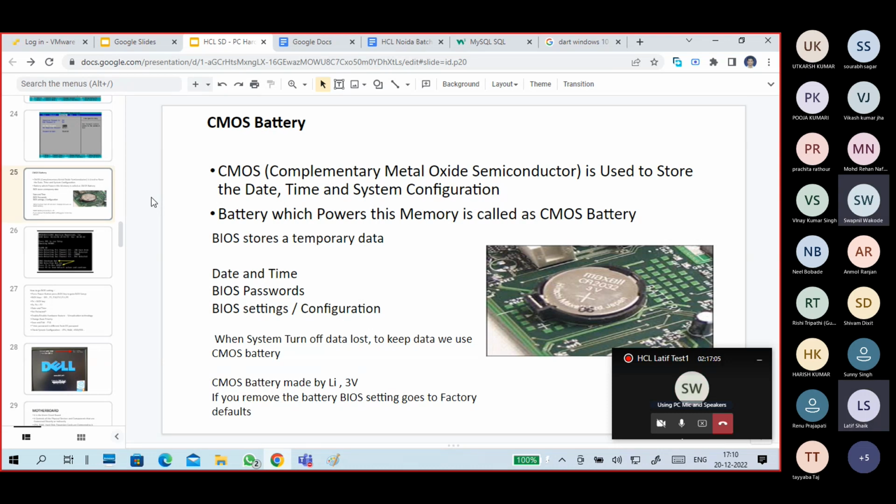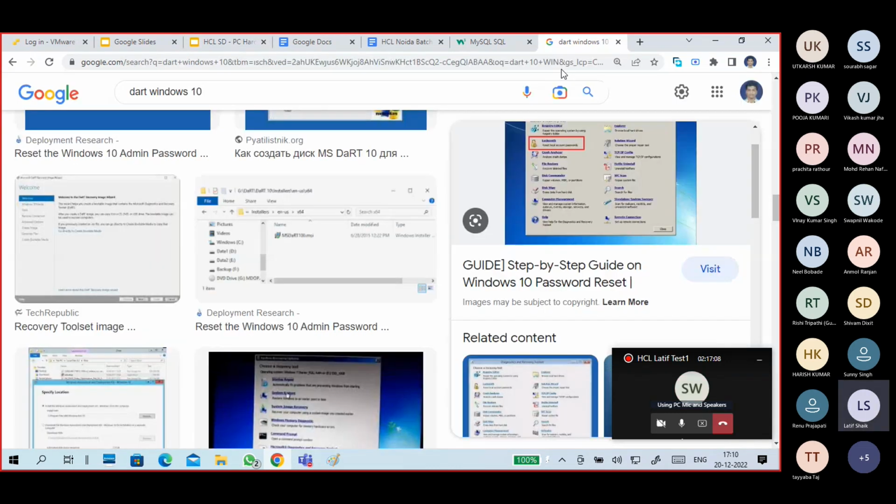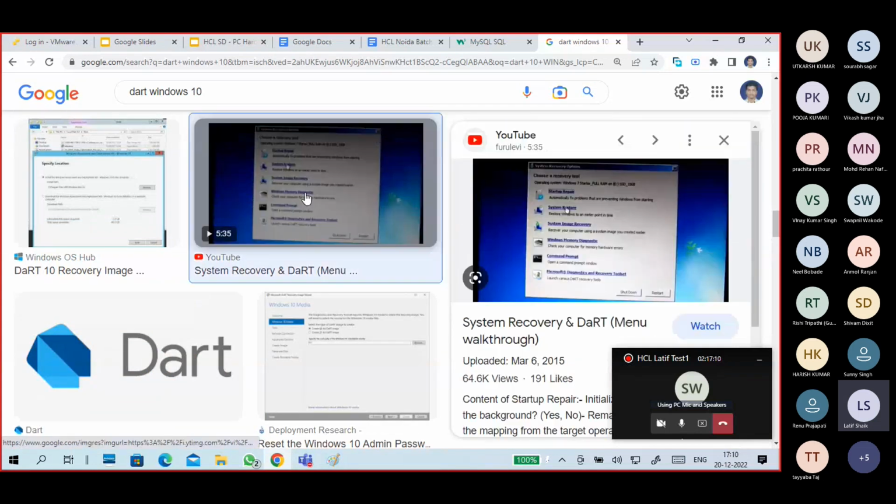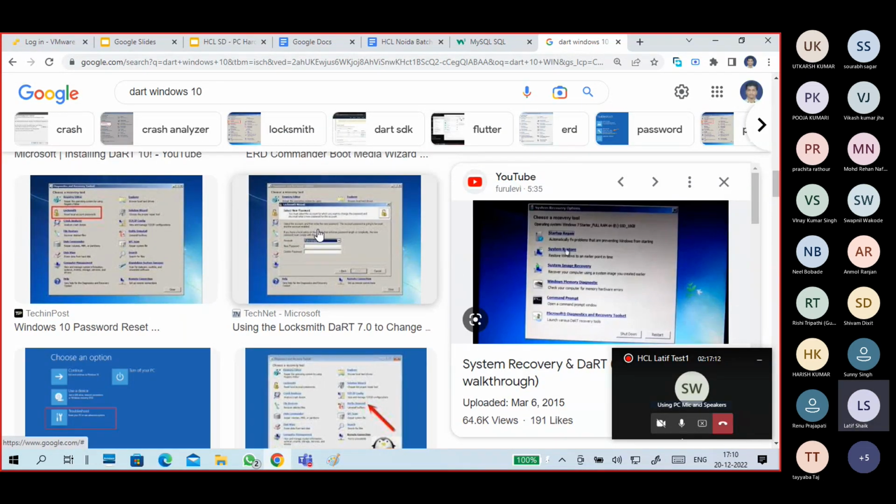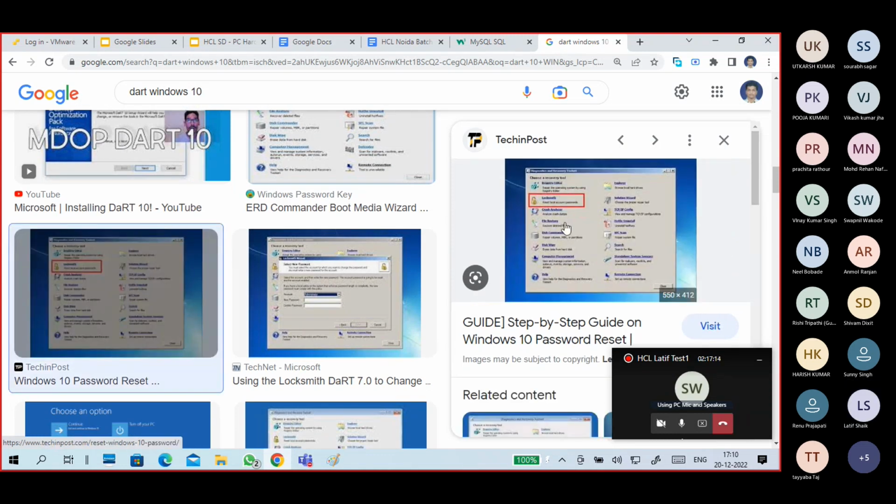Sir, they forgot their computer password or what? Windows 10 password. If you forget your Windows 10 password, you can use this DaRT. That is a simple image, like a repair disk image. For repairing purposes, we will use this kind of DaRT. And there is Locksmith, which is used to unlock accounts and that kind of stuff. Okay, sir.